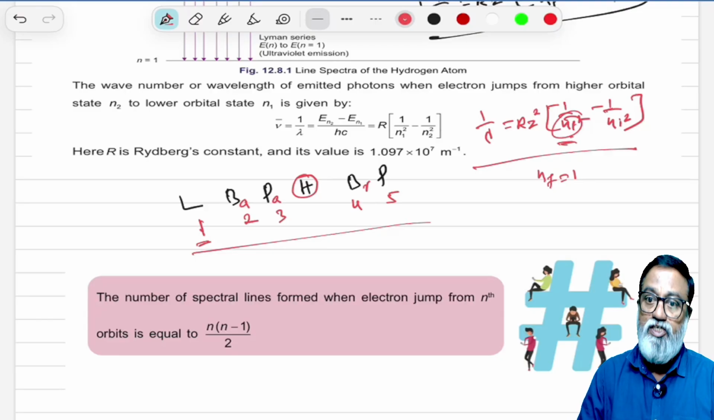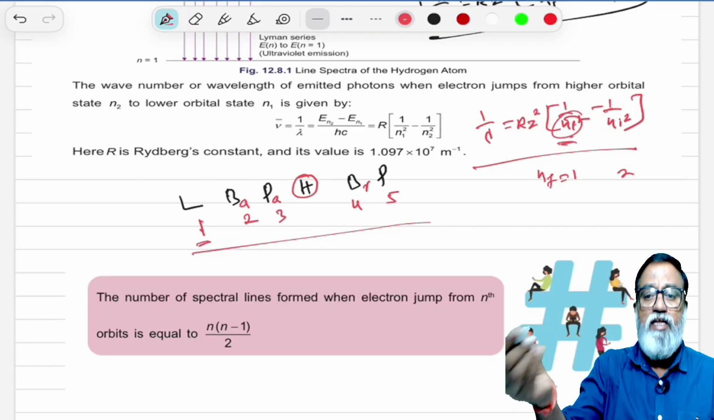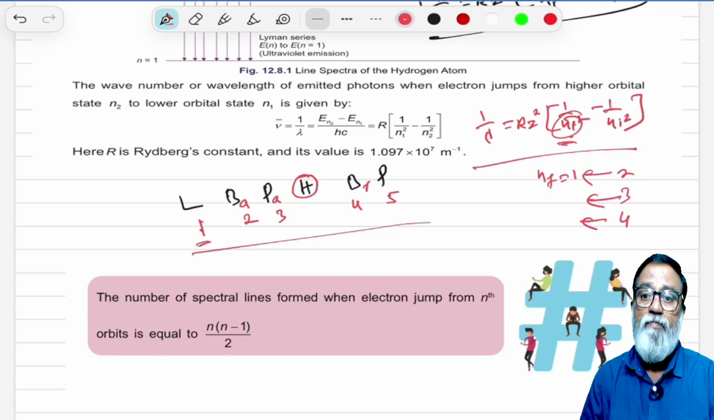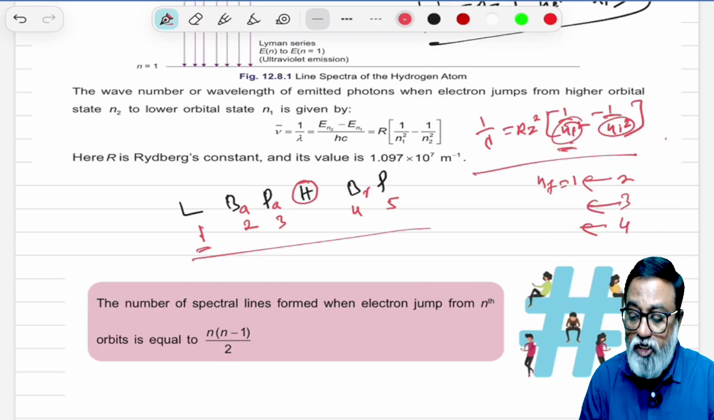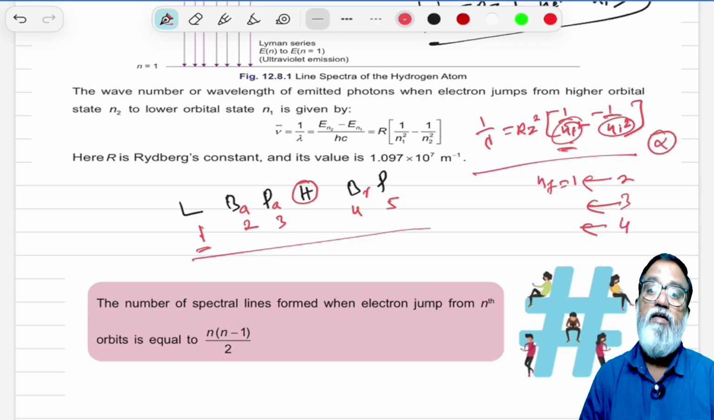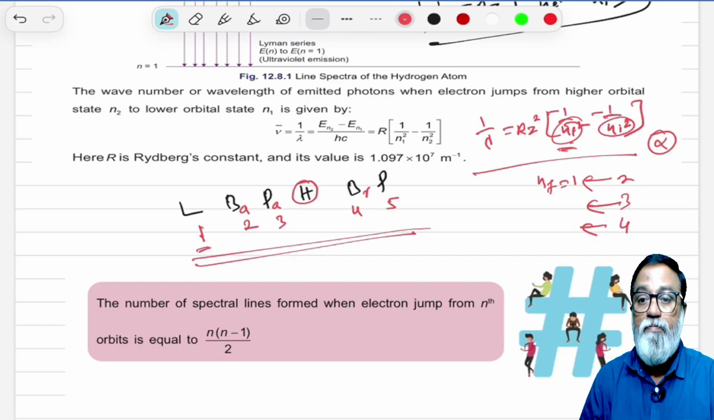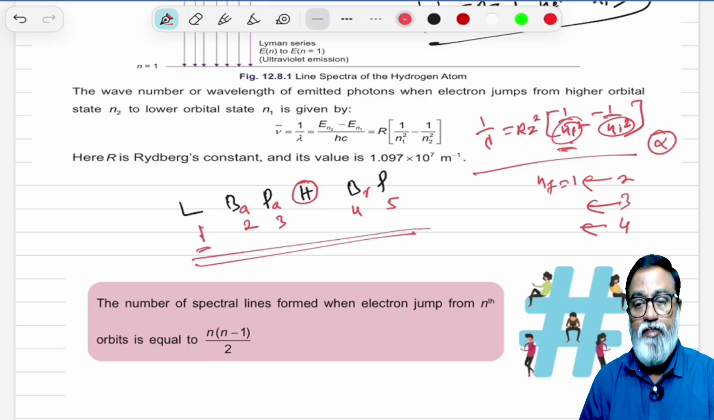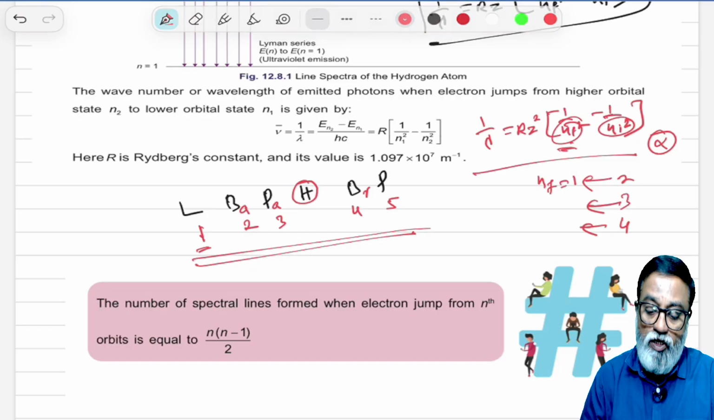Whenever transition takes place from 2 to 1, one above the 1 there is a 2. Therefore, 2 to 1 is the first line, 3 to 1 is the second line, 4 to 1 is the third line, like that. Last line means infinity. Therefore, n initial is equal to infinity. That is nothing but the minimum wavelength in any series. If you remember this one, we can find out maximum wavelength or minimum wavelength. Also, we can compare the wavelengths. This is very, very important.